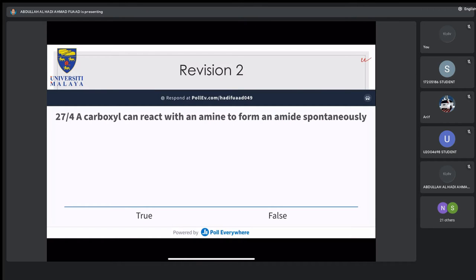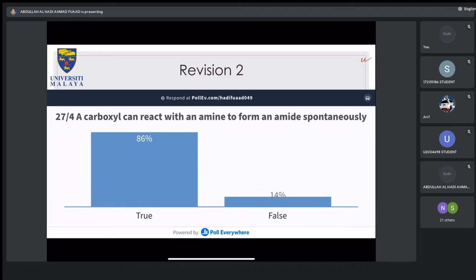Next one. A carbonyl can react with an amine to form an amide spontaneously. True or false? Okay, any other options? So we have 80% says true, 20% says false.